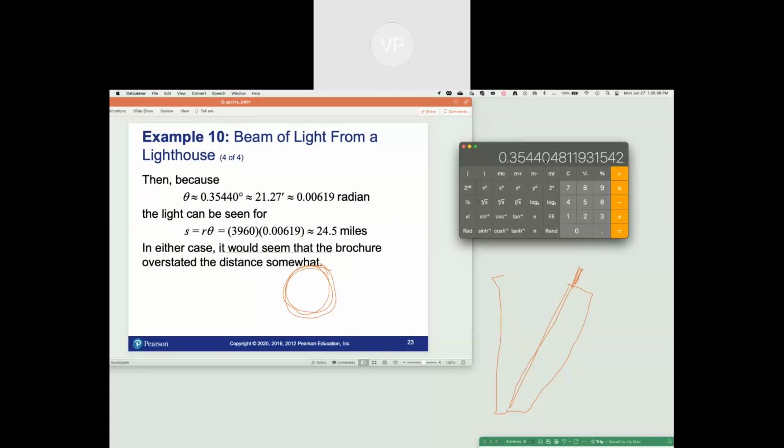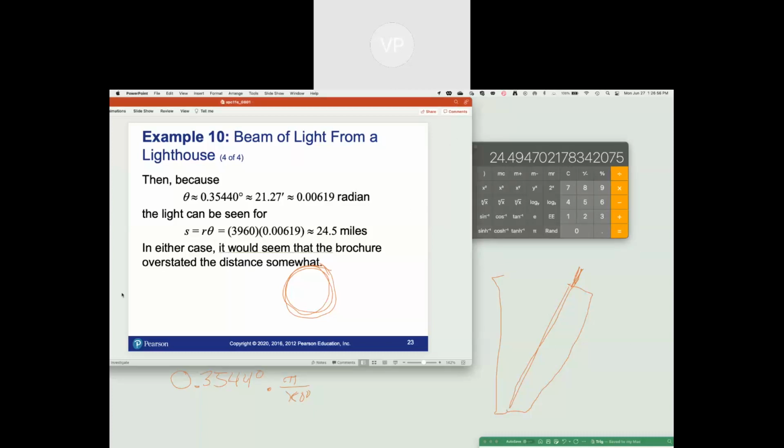All right, so that 0.3544, that's the number of degrees. So remember, let me write this up on the screen. We have 0.3544 degrees. How do we convert to radians? Remember, it's pi divided by 180 degrees. So I'm going to take this answer, I'm going to multiply it by pi, I'm going to divide it by 180. And that's how we get 0.0061855, or in this case, 0.00619 radians. We multiply that by the radius. And that's how we get the arc length to be 24.5 miles.